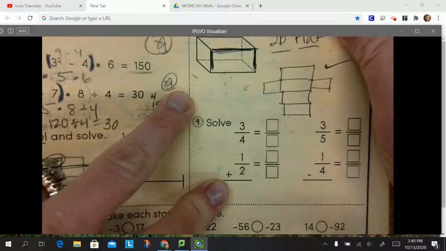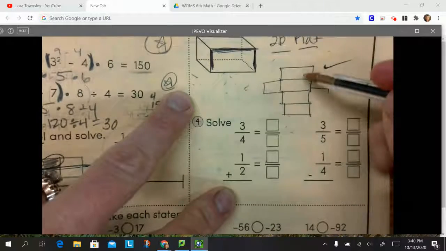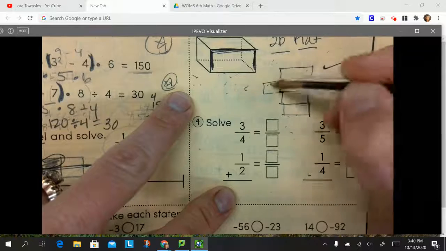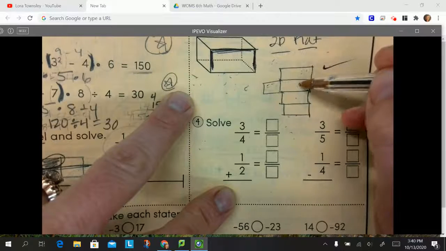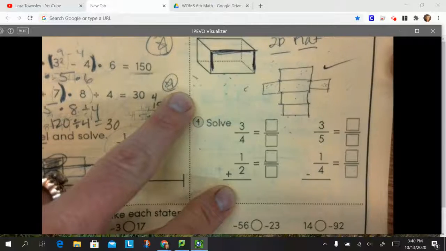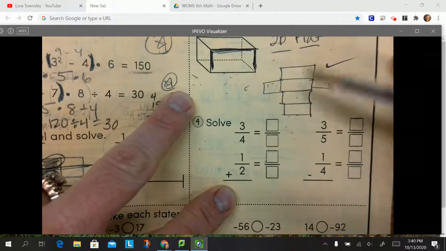All right, next one. And the most important thing with this is you have 6 faces. 1, 2, 3, 4, 5, 6. You have 2 on the side, top to bottom, left and right. Okay, or front and back, however you want to look at it. All right, just make sure you have 6 total.